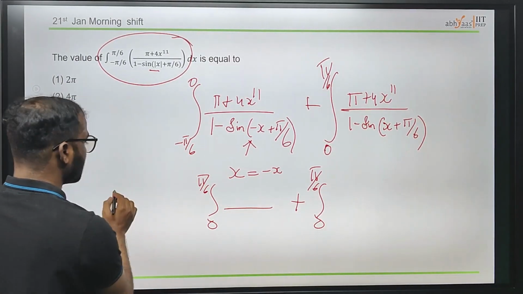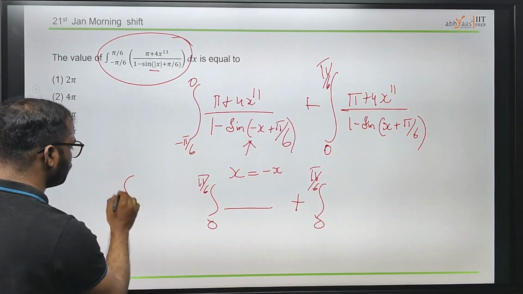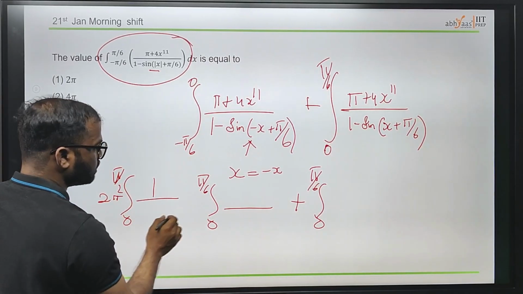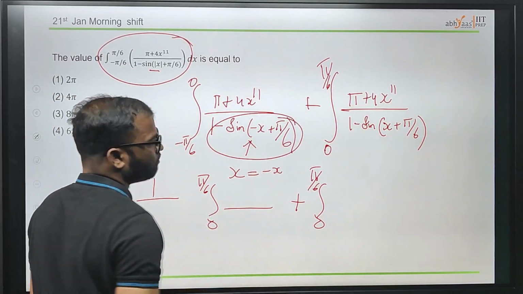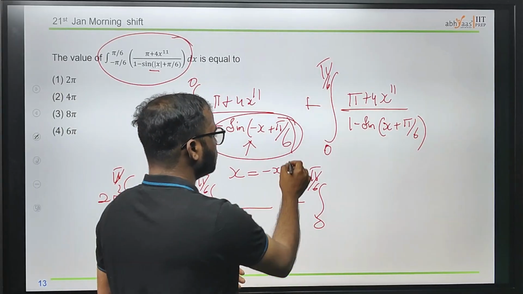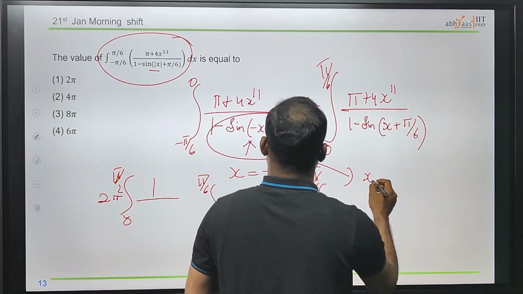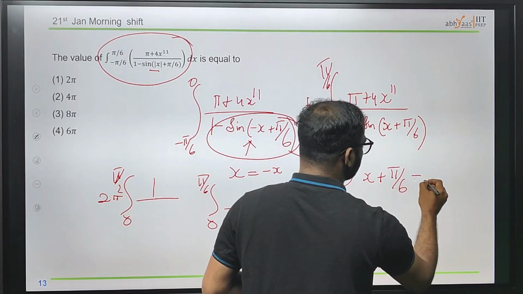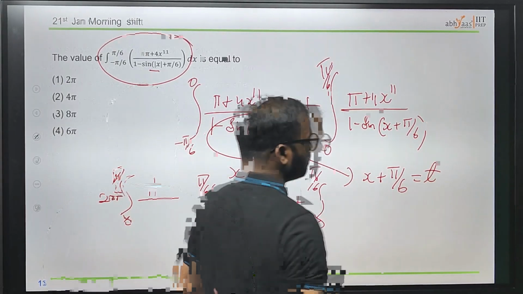After that we will move to 0 to pi by 6, where we have 2 pi divided by this denominator. Now after that it is an easy process, just substitute x plus pi by 6 as t.